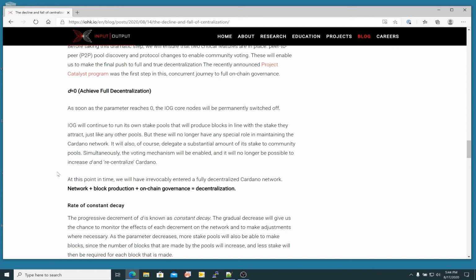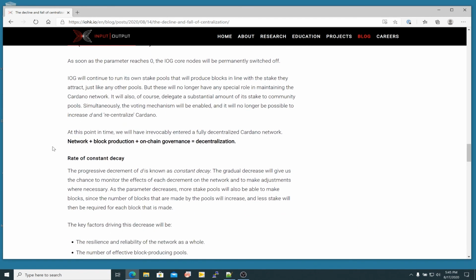It gets to D equals 0 and that's it. And then I think the plan is to take the code for D out, so that once that's done, it would be impossible to change it back. So you'd have to put that code for the D parameter back in, but the plan is to take it out and then leave it out. So at that point in time, we will have irrevocably entered a fully decentralized Cardano network plus block production. So, all three of the pillars of decentralization working together.